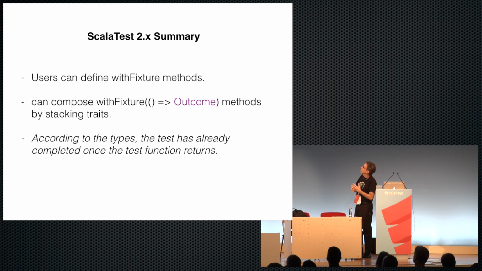Basically, users can define withFixture methods and did, and they can compose them by stacking traits, which sometimes they did. But what was the problem, or the impedance mismatch for async, is that just like that doGet method in Servlet, the signature of the test function and withFixture means that the test has already completed once the test function returns and once withFixture returns, because it's already returning an Outcome. So you have to know it's succeeded, canceled, pending, or failed. But if you're doing an async test, you're returning a future assertion. We don't know what the outcome is yet, right?